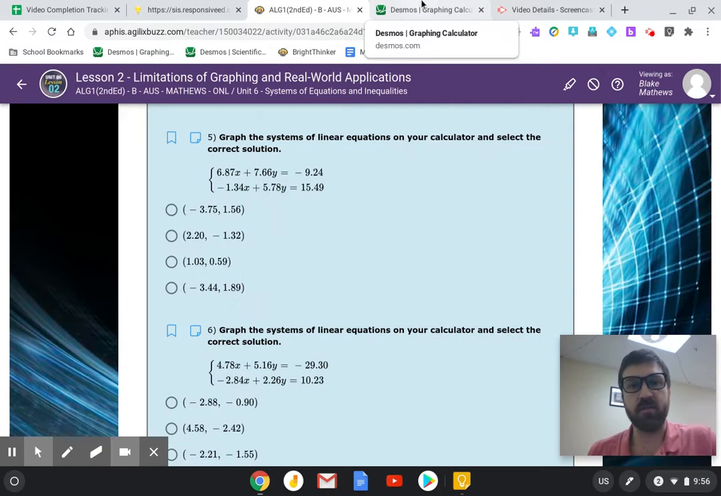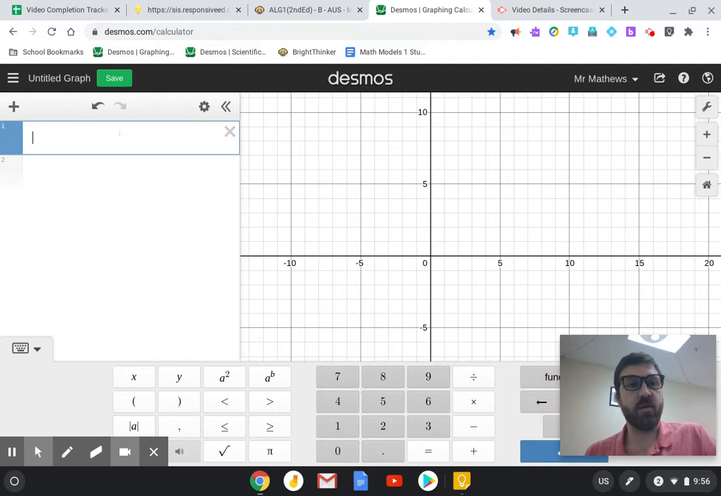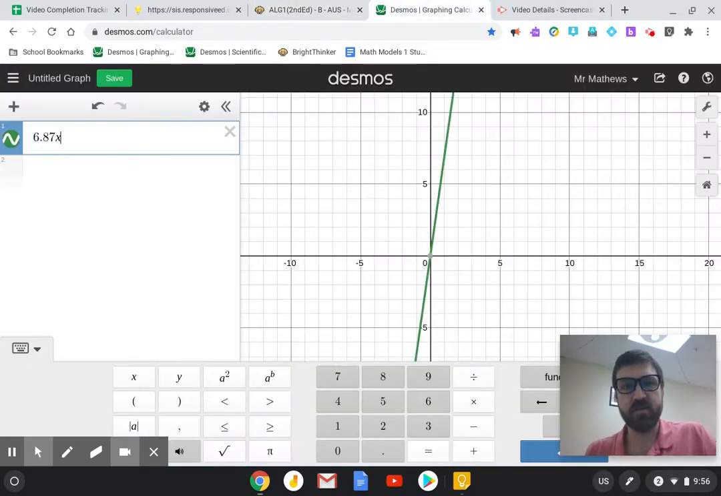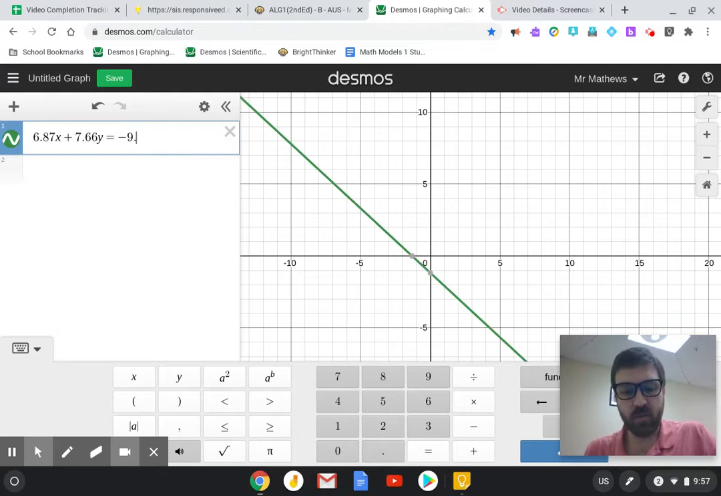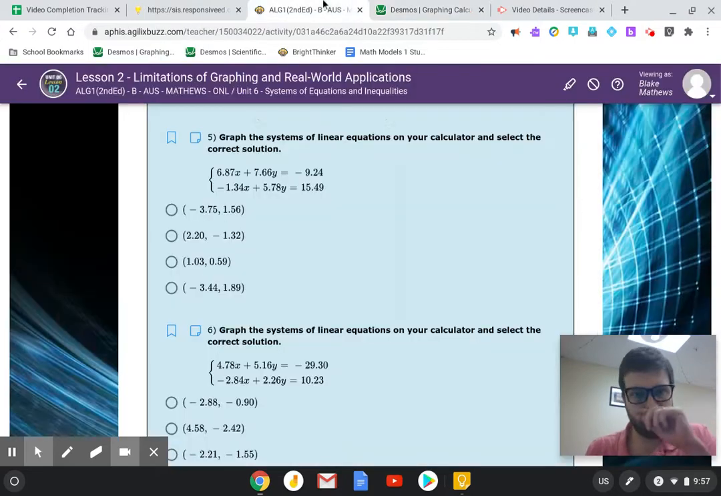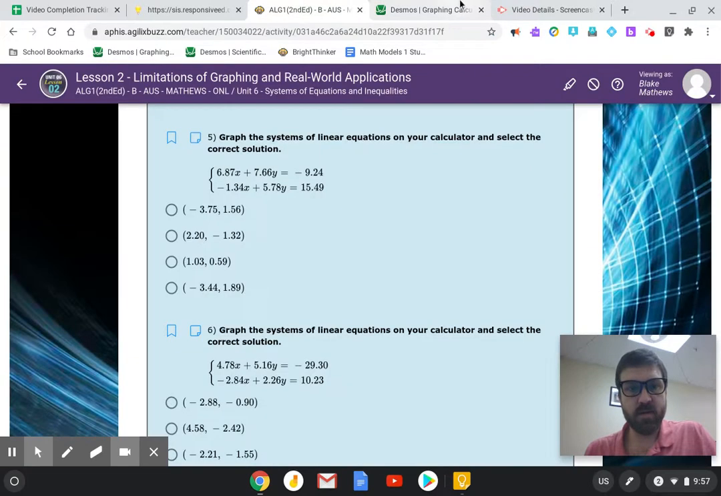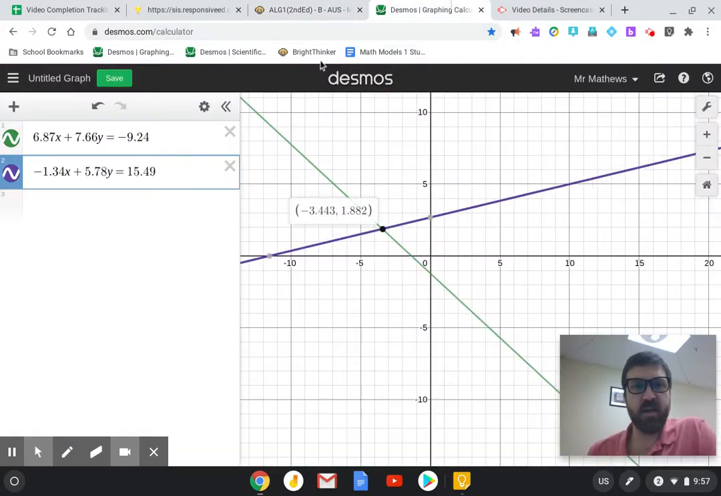All you have to do is graph them on Desmos. I think it's a lot easier to graph here than it is to use a graphing calculator. It's a lot easier to type things in. 6.87x plus 7.66y equals negative 9.24, negative 1.34x plus 5.78y equals 15.49. And then we see there's the answer right there.